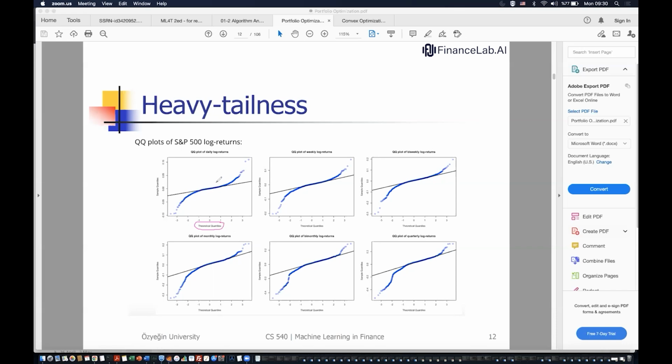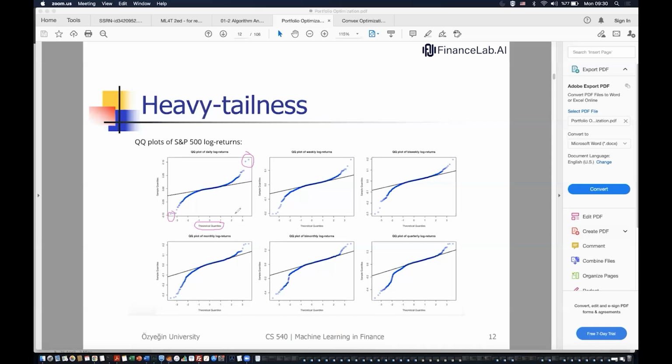For the parts you see in the middle, the quantiles match perfectly. But for the other quantiles, these are the cases that show the tailedness. The more it deviates from this curved shape, the more we see the heavy tailedness.